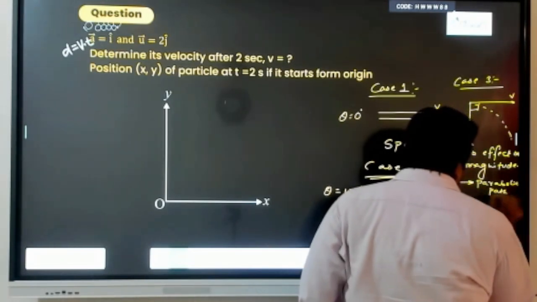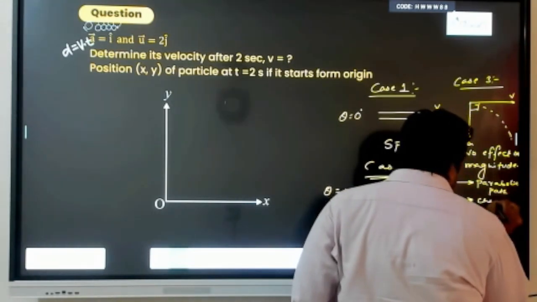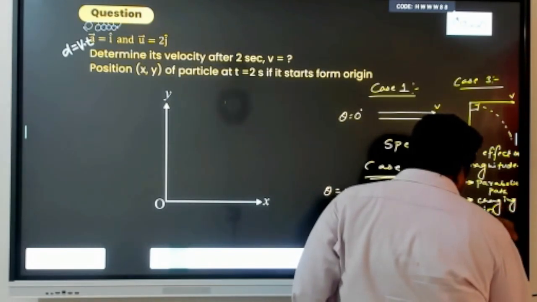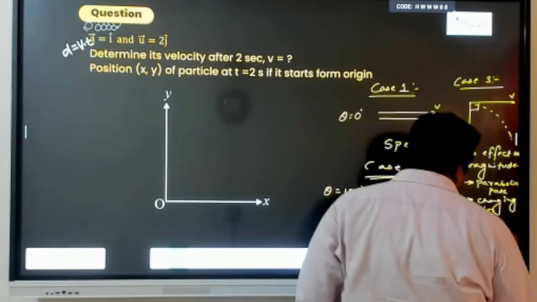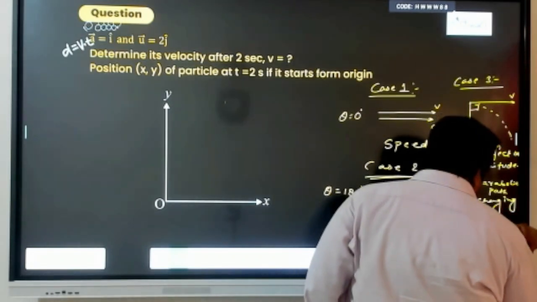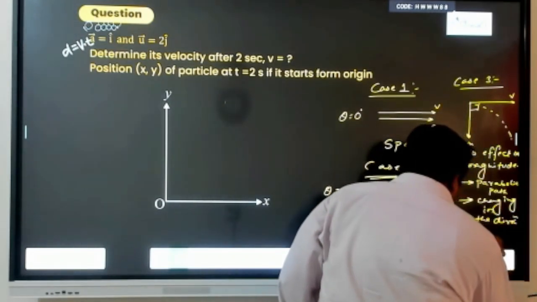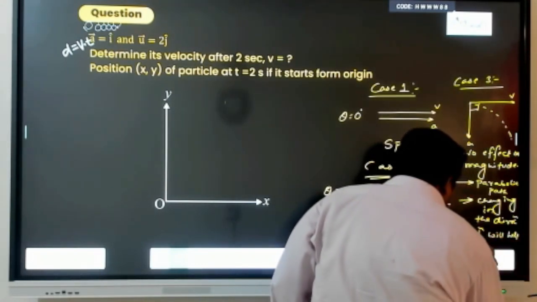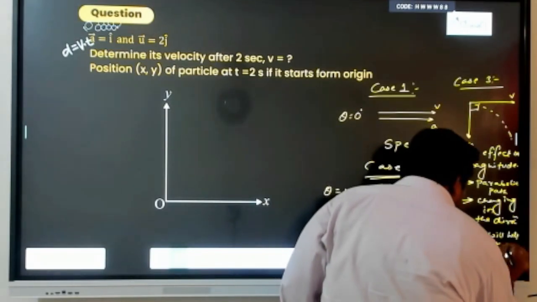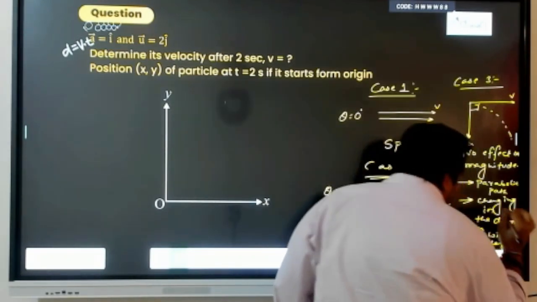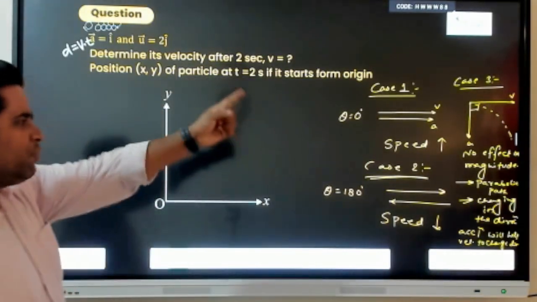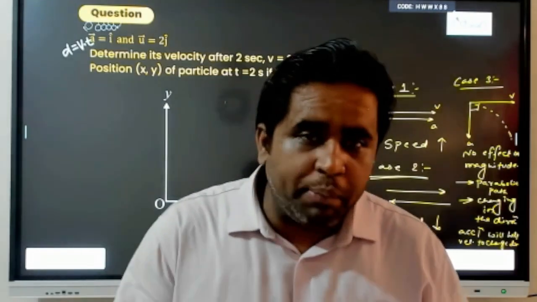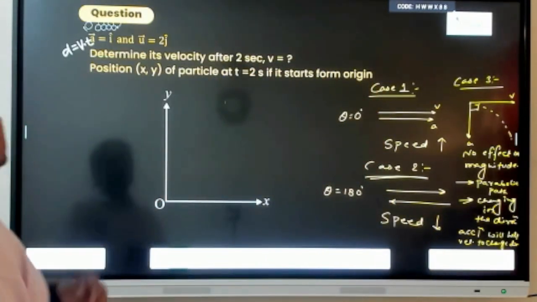What does it mean? It means that acceleration will help the velocity to change direction. This is what I mean to say. So that one is case 3, this one is case 1, and this one is case 2. You need to keep all these points in mind, and depending upon that, let us discuss this particular condition.